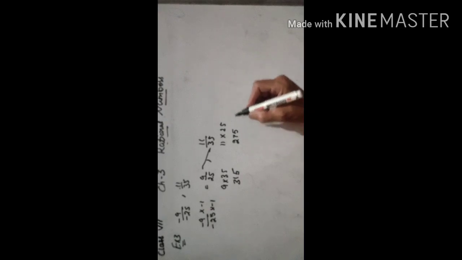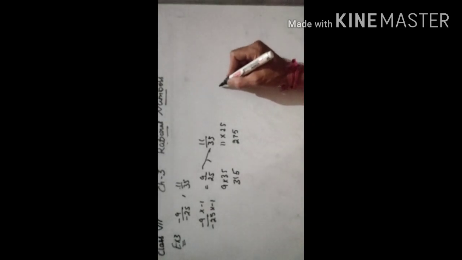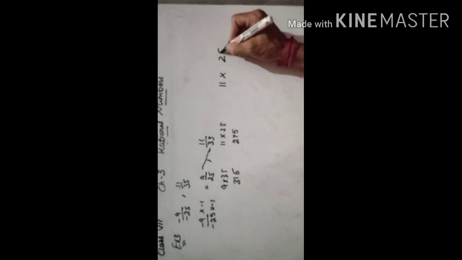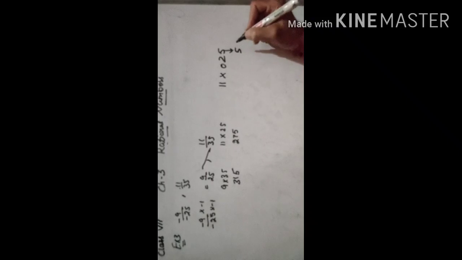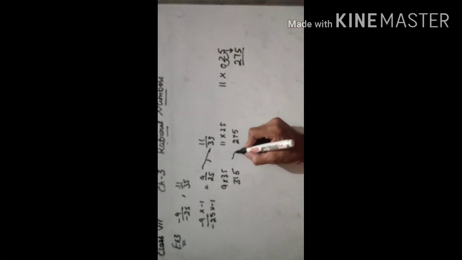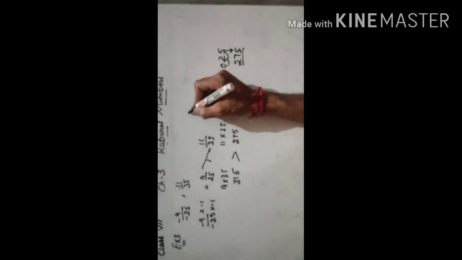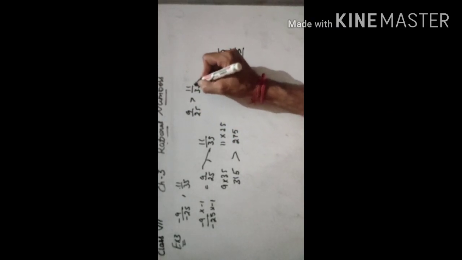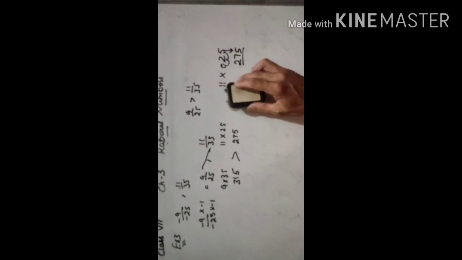And 275. If you want to multiply any number with 11, suppose 25, put 0 in the front and add the digits: 5 plus 2 is 7 and 2 plus 0 is 2, so 275. So 275 is less than this, so 9/25 is greater than 11/35. Now example number 4.